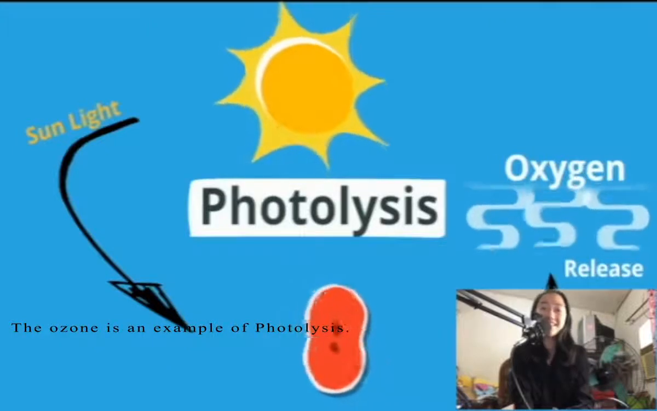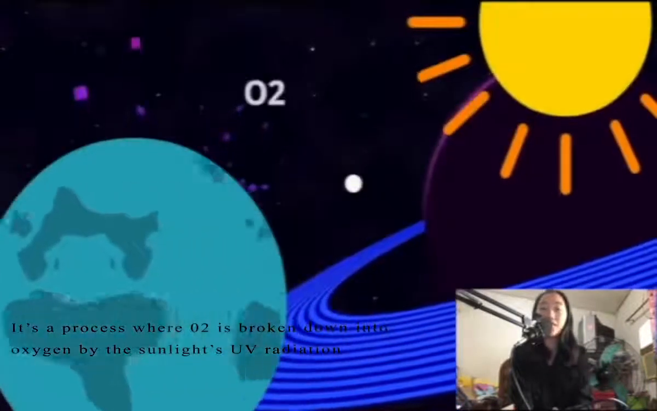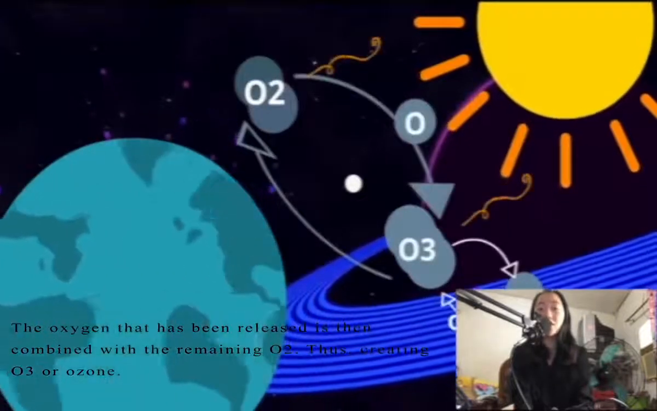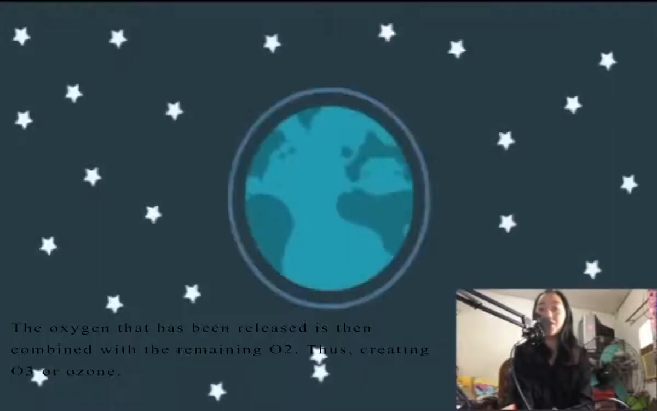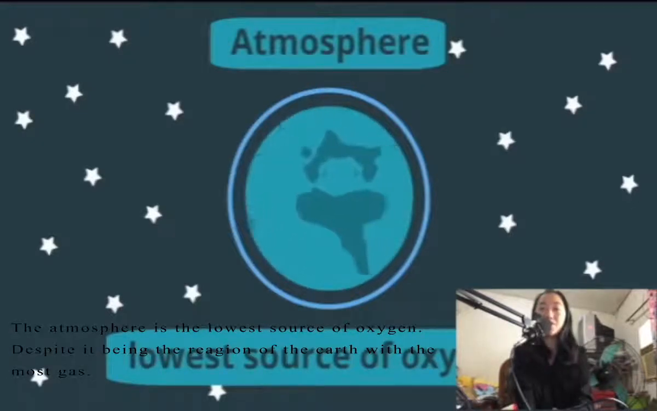The ozone cycle is an example of photolysis. It's a process where O2 is broken down into oxygen by the sunlight's UV radiation. The oxygen that has been released is then combined with the remaining O2, thus creating O3, or ozone. The atmosphere is the lowest source of oxygen, despite it being the region of the Earth with the most gas.